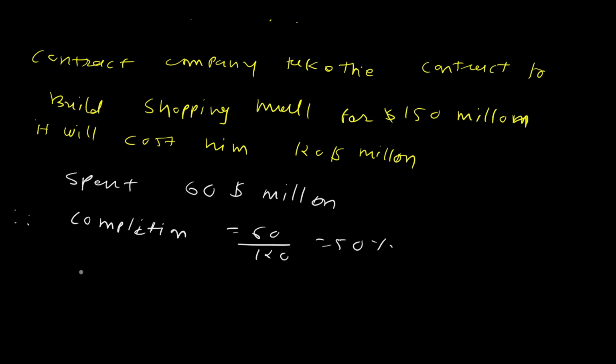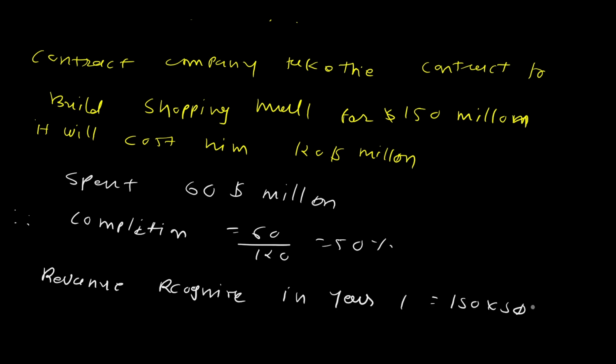So when you recognize in year one, 150 into 50% plus 75 million.